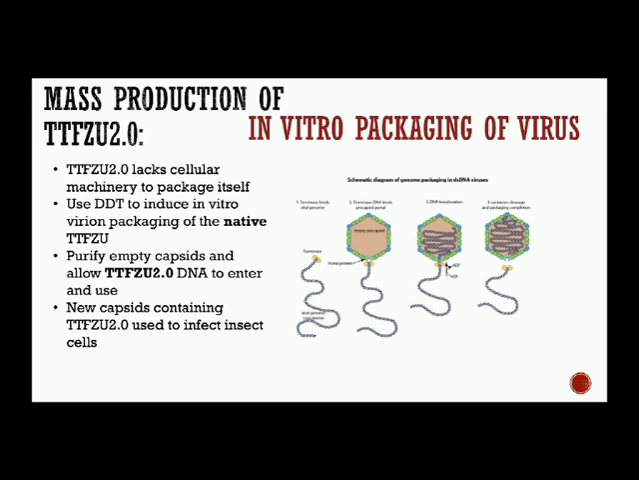The process is a little complicated, but essentially we infected insect cells with the wild-type TTFCU and stimulated virion assembly. We then lysed the cells while introducing our engineered TTFCU 2.0, which allowed our engineered vector to essentially steal the capsids from the wild virus.